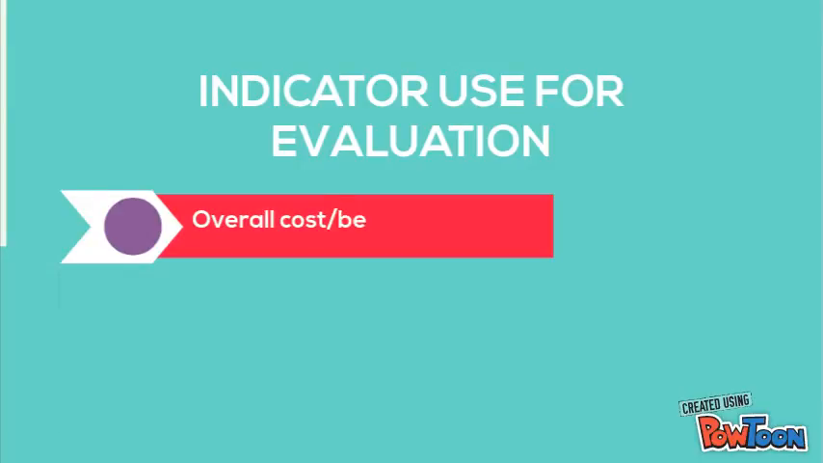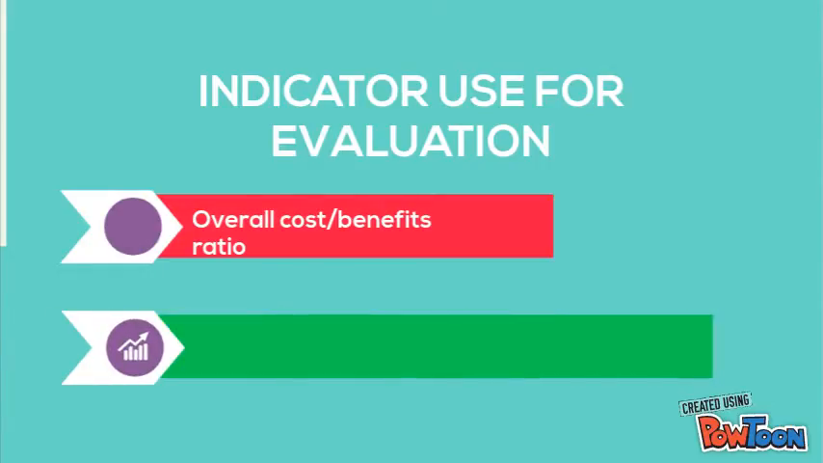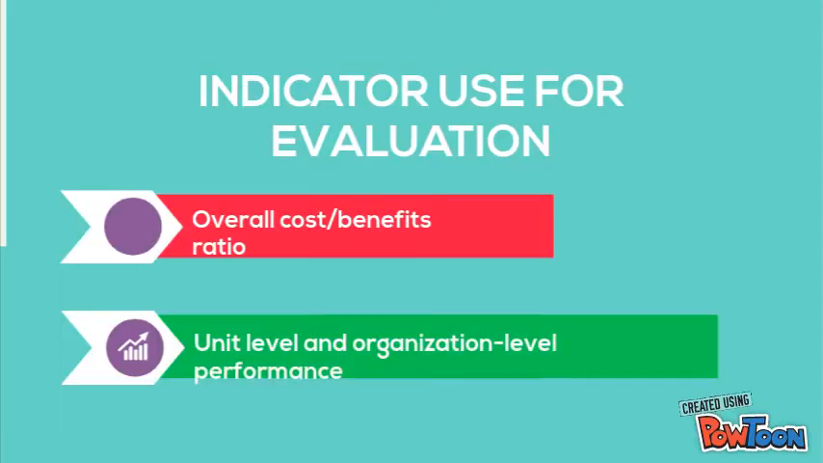Overall cost or benefit ratio is given to the participants in order to rate the performance management system and find out its overall impact. Unit level and organization level performance is an indicator used to find out customer satisfaction with specific units and indicators of the financial performance of the various units of the organization.